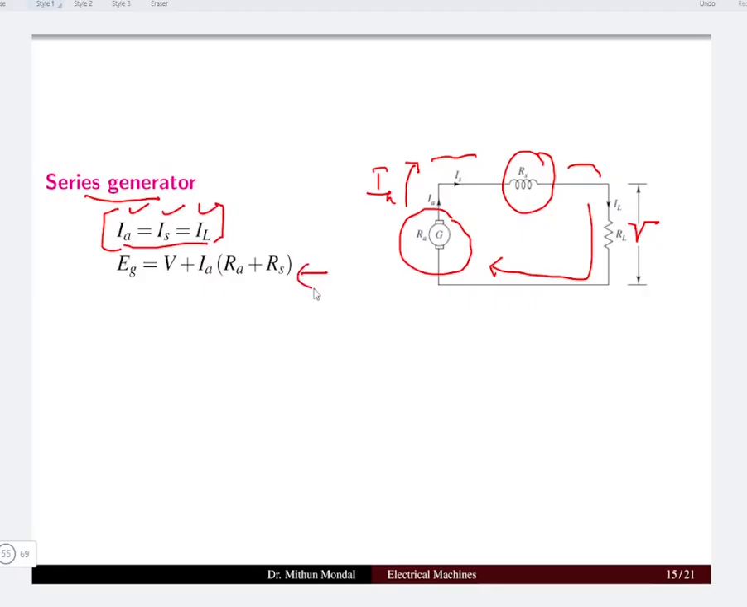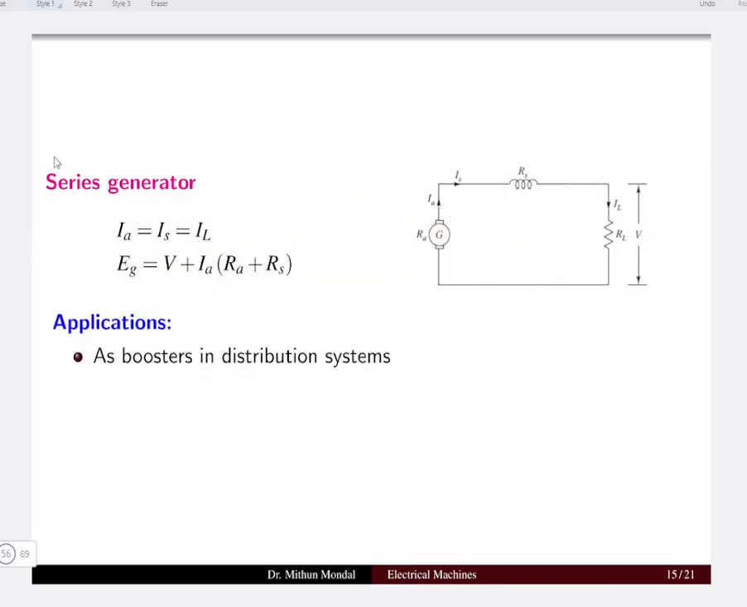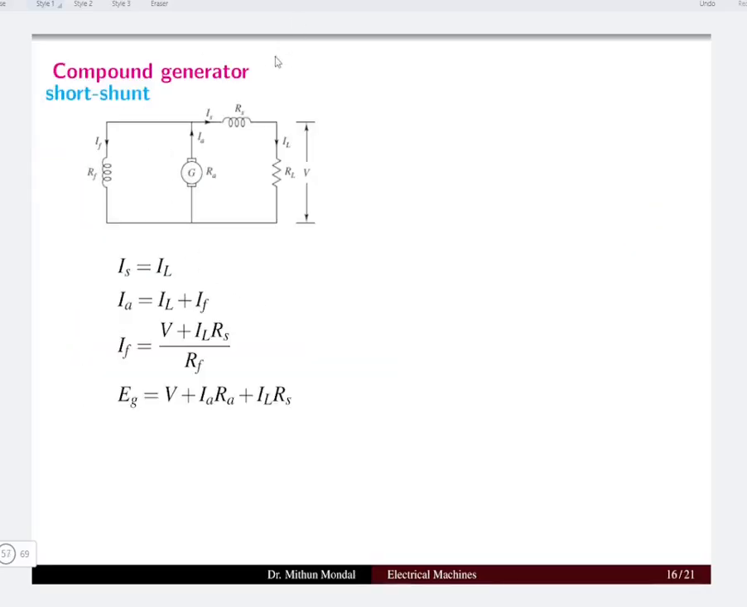And in accordance with KVL, we see that Eg is equal to V plus the drop. This is the total voltage drop, so here the total resistance will be added up: the resistance of the armature and the resistance of the series field winding. Series generators are generally used in the distribution system as boosters where we need to increase the voltage. Now let us take the compound generator. The first category is the short shunt.